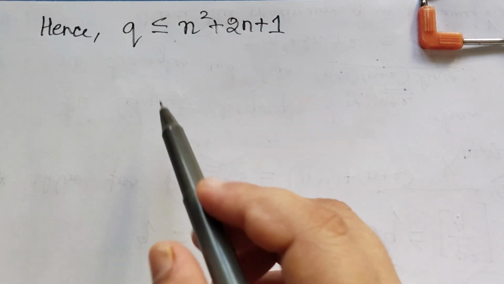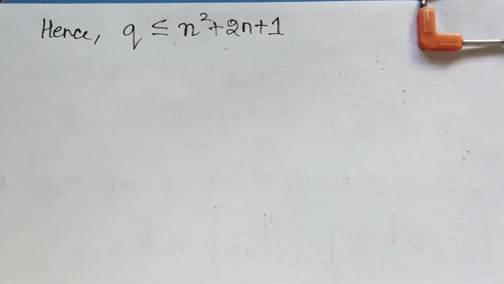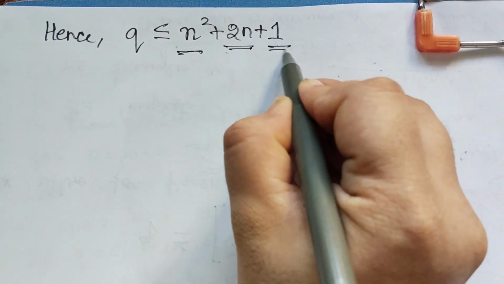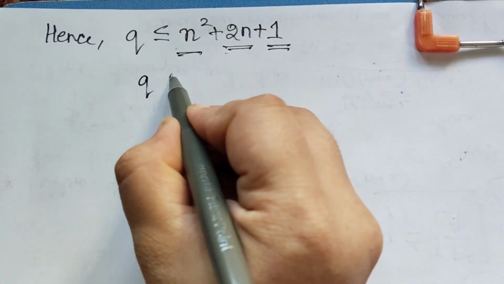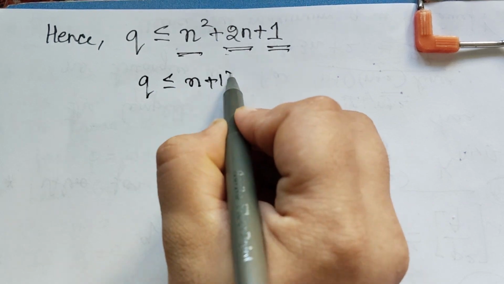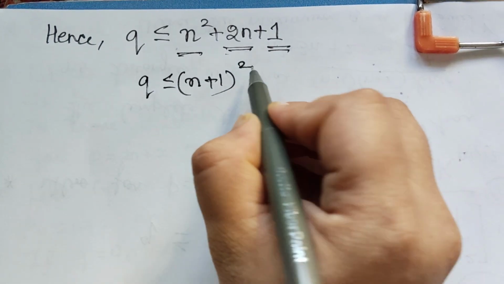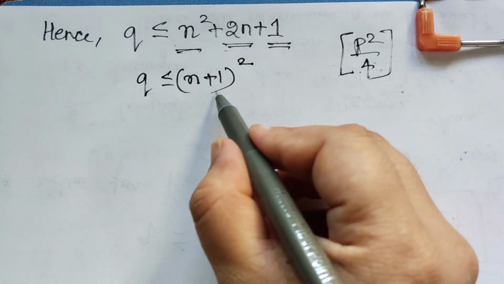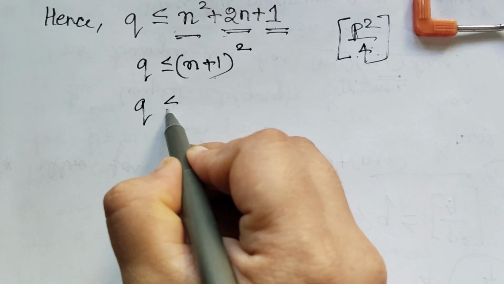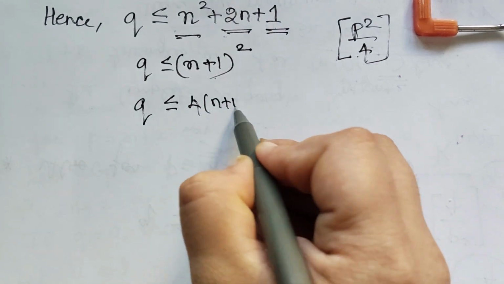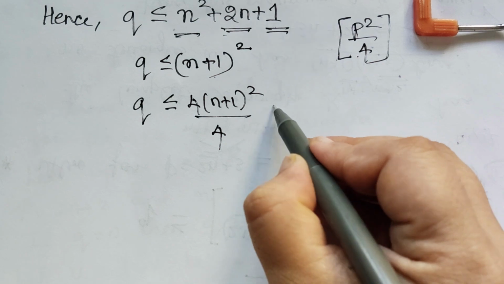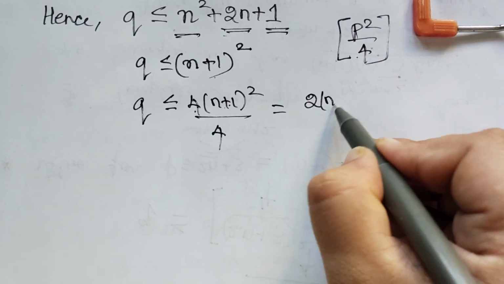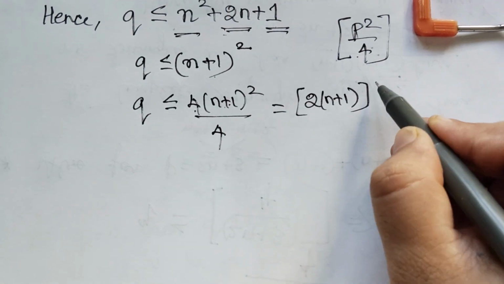So hence we have q to be lesser than or equal to n square plus 2n plus 1, because we have added all the 3. First was n square, then 2n, then 1. And this is actually n plus 1 the whole square. So q is lesser than or equal to n plus 1 the whole square. Now we want to bring it in the form p square by 4. So for that we should multiply and divide this by 4. So q will be lesser than or equal to 4 multiplied with n plus 1 the whole square divided by 4. So this 4 when taken inside the bracket, it will become 2 multiplied with n plus 1 the whole square. So it can be written like this.